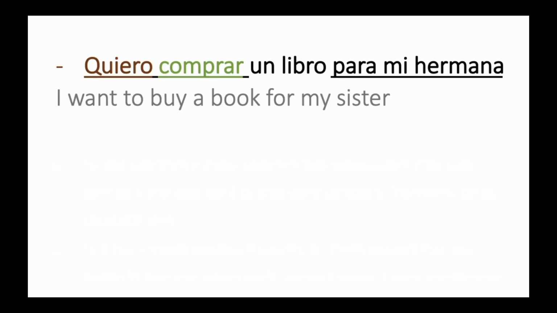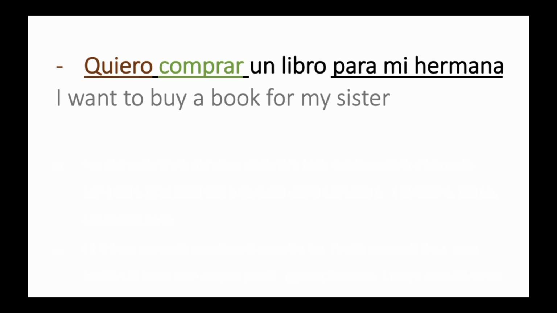Ejemplo, quiero comprar un libro para mi hermana. El verbo conjugado es quiero. The conjugated verb is quiero. I want. El verbo en verde, the verb in green, is not conjugated. It is infinitive. How do I know that a verb is not conjugated or is infinitive? It ends in ar, er, or ir. To buy. I want to buy. Un libro para mi hermana. A book for my sister.